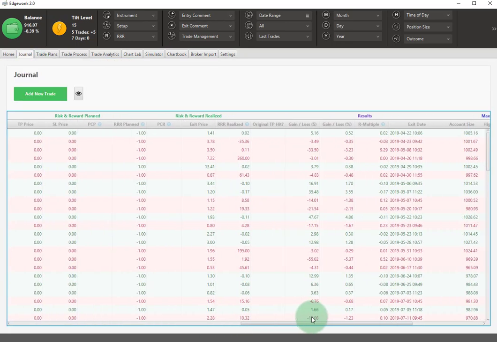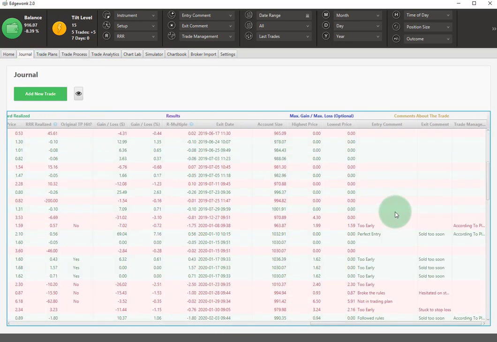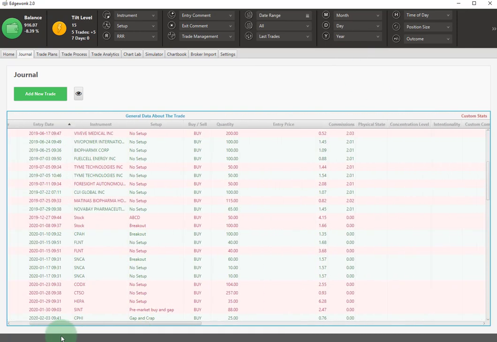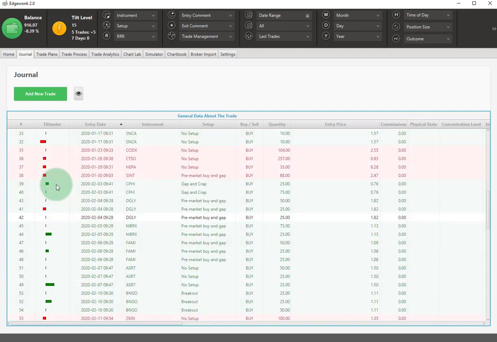Another thing that I noticed for this trader is that he didn't fully enter the comments about entries, exits, and trade management, which then means that the tilt meter is not really populating.